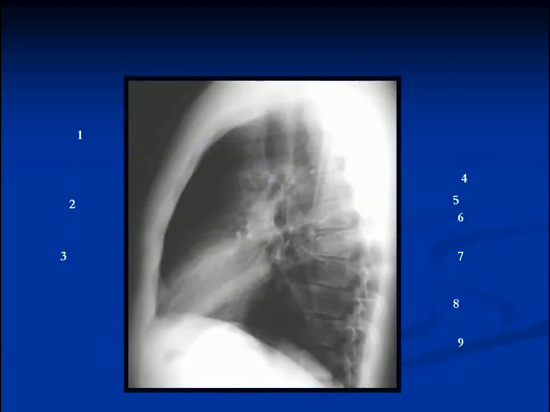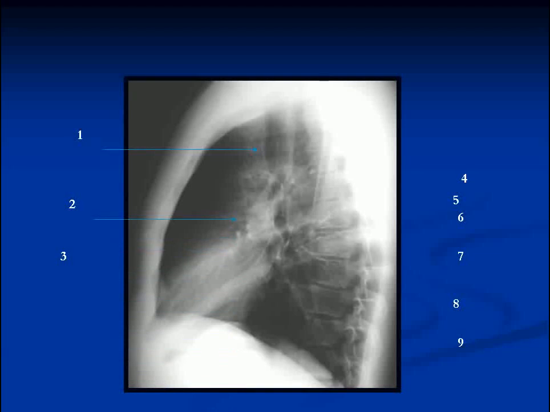Now we'll go on to the lateral chest film, and a lot of medical students and doctors tend to avoid the lateral film because they find it difficult. But if you concentrate on the airways in the center, which you can see here, this is the trachea coming down, and you can see where it bifurcates down below, then you can describe the structures in front of and behind the trachea.